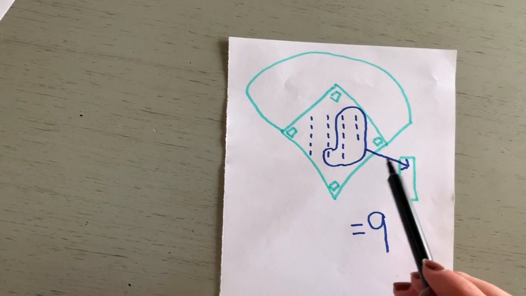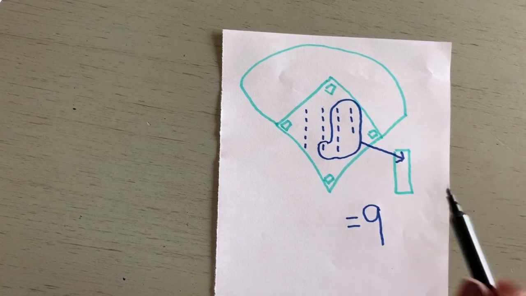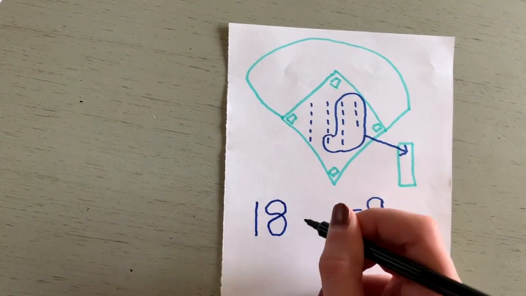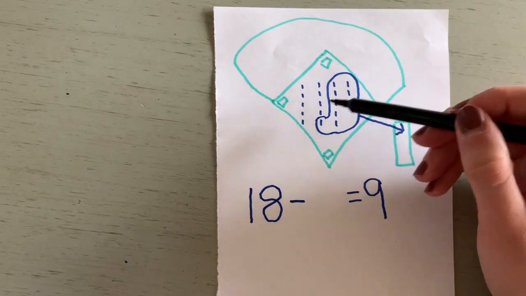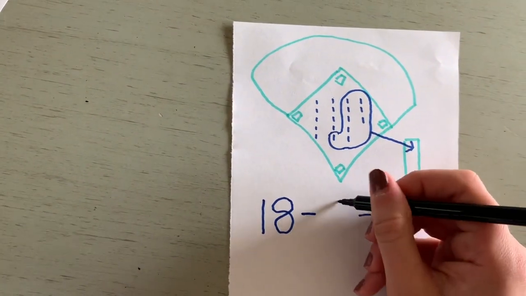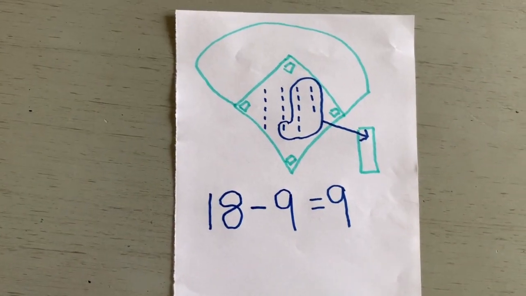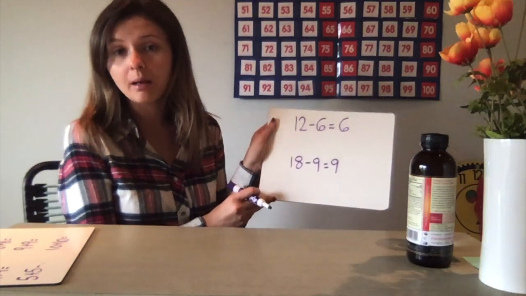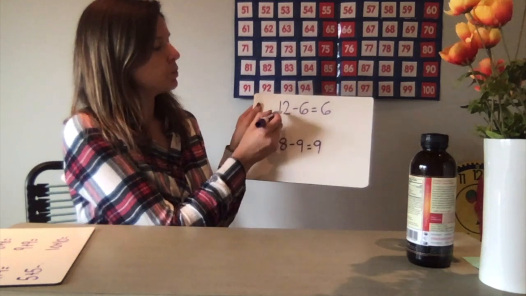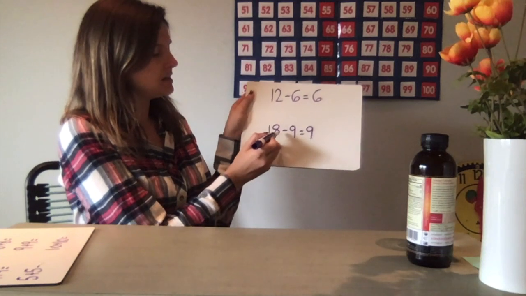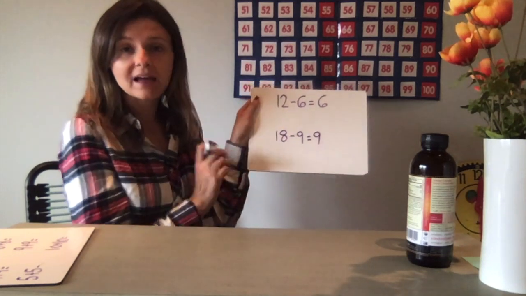So all together, we started with 18 players. We took away 9. And 9 were left. So on both of those problems that we just solved, 12 minus 6 equals 6, and 18 minus 9 equals 9.